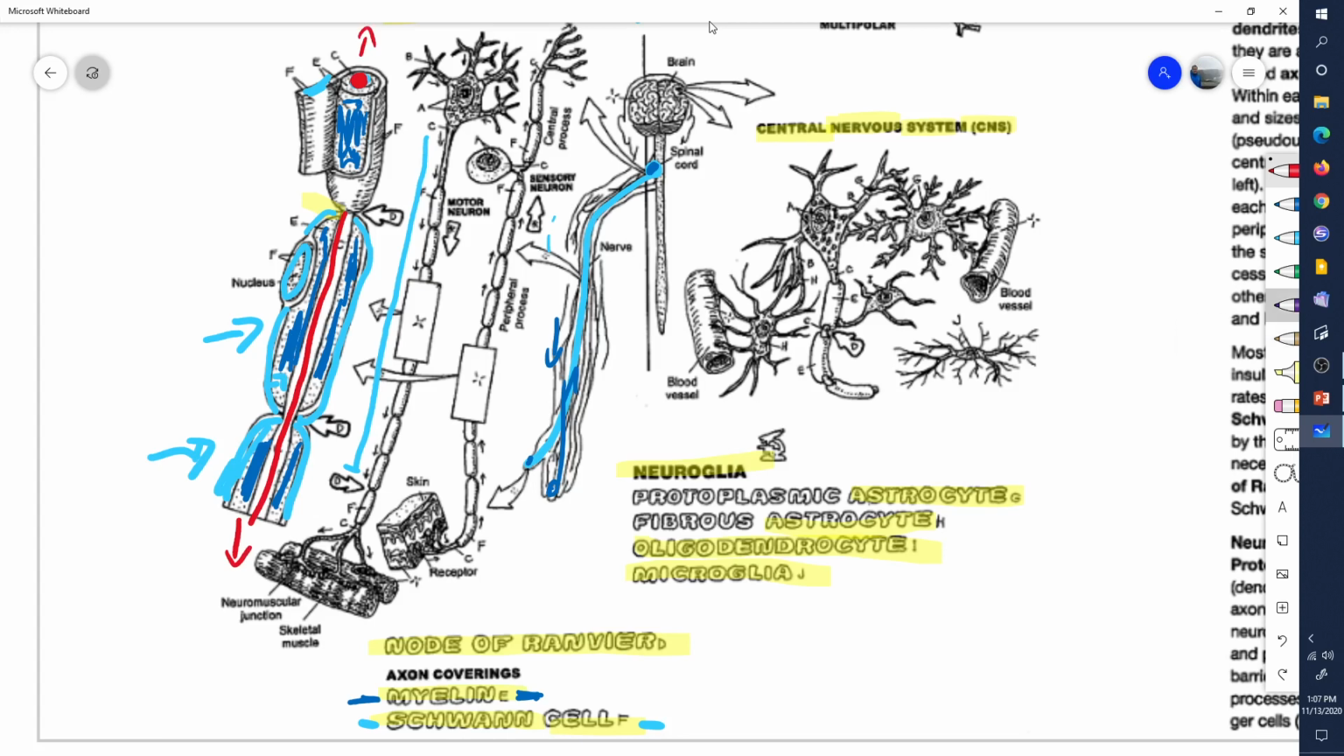In between each of these, we have the node of Ranvier. It's this spot right here. These are nodes of Ranvier. You can see they're up and down the length of the axon of the neuron, right? And to review, of course, in between each of the nodes is what? A myelin sheath surrounded by a Schwann cell.